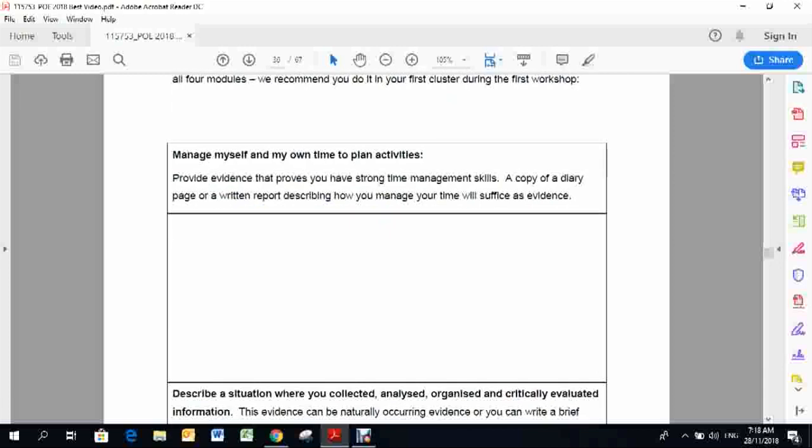So as part of evidence, you can attach a printed to-do list or a printed electronic diary, from Microsoft or from your phone, and attach it as evidence. A diary should indicate some activities that you did on that particular day, and you attach it there.